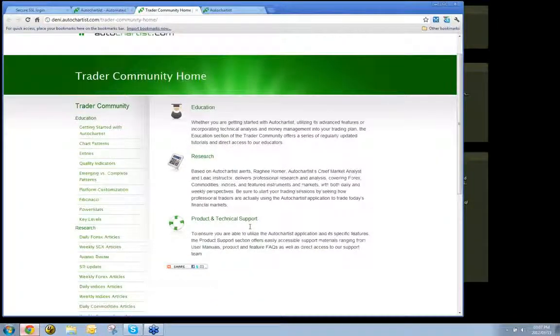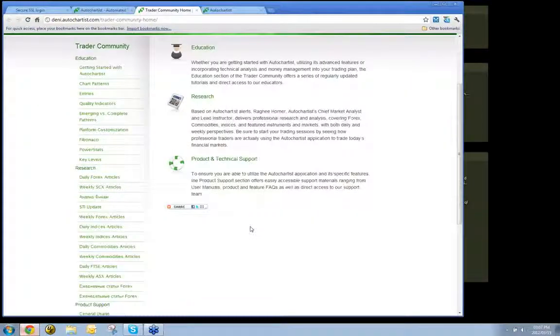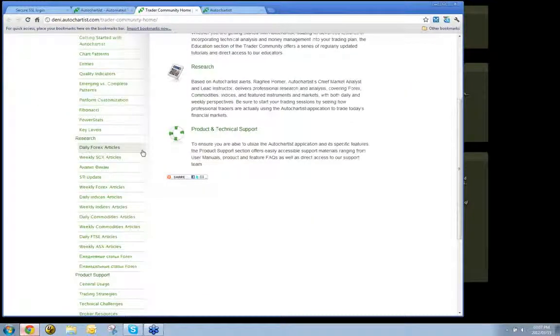If you scroll down on the Trader Community homepage, you'll actually see on the left of the menu a section which is called Research. And under research, we've got articles, daily articles and weekly articles about all types of different financial instruments. So if you don't want to go into the app and you just want to see what our analysts are actually saying, then you're welcome to just click on some of these articles and actually read 200 to 300 words on a daily basis about what we think about certain markets.